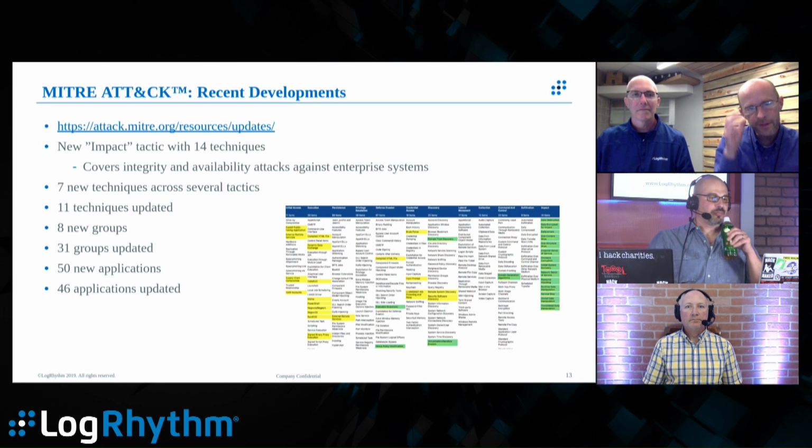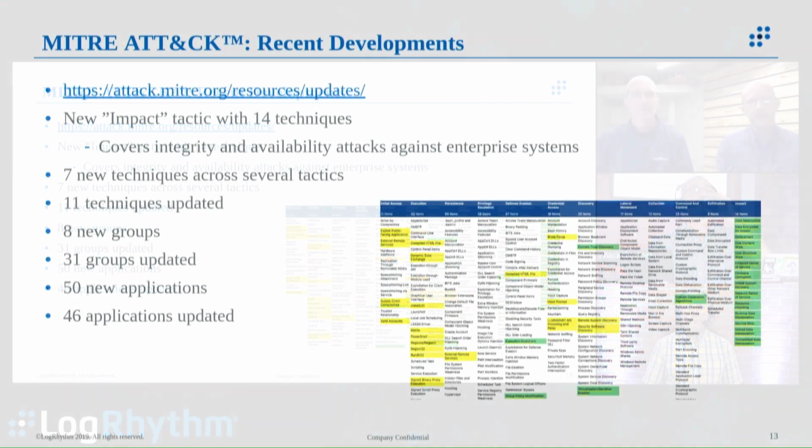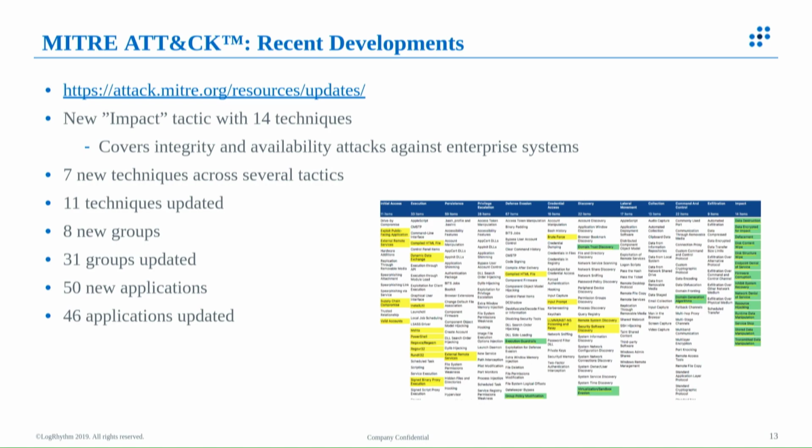So if you go to the next slide, this is just in April of 2019, MITRE came out with an update to MITRE ATT&CK, and the numbers aren't quite as important, but just to get an appreciation of the scope of it. So they brought in a whole new tactic called Impact, which covers 14 techniques. There's 7 new techniques across several tactics, 11 techniques updated, 8 new groups, and so on and so forth. So it's just to illustrate the point that MITRE ATT&CK's a moving target. It's always going to be evolving and always changing.